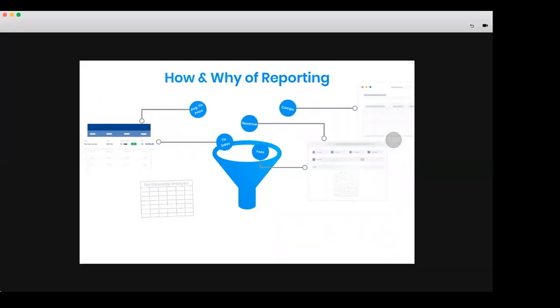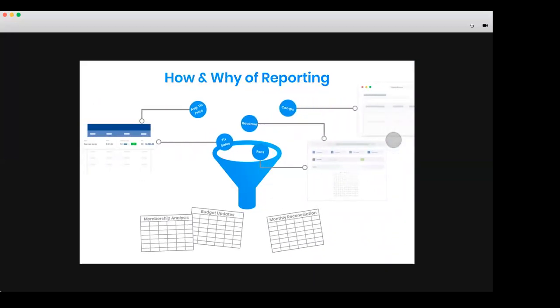So the majority of our users export numerous data points such as average ticket price, total ticket sales, comps, revenue, fees, etc., from all different parts of OvationTix to get the information they need. Once they export that into Excel or CSV files, they then have to manually manipulate all of this data so that they can do things such as membership analysis, budget updates, and monthly reconciliation.